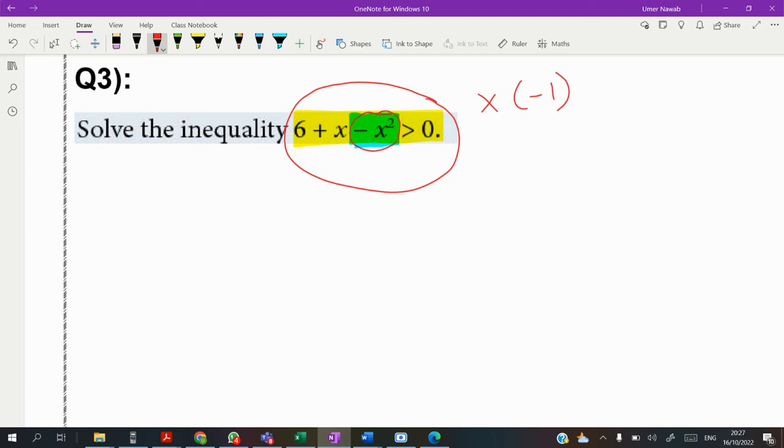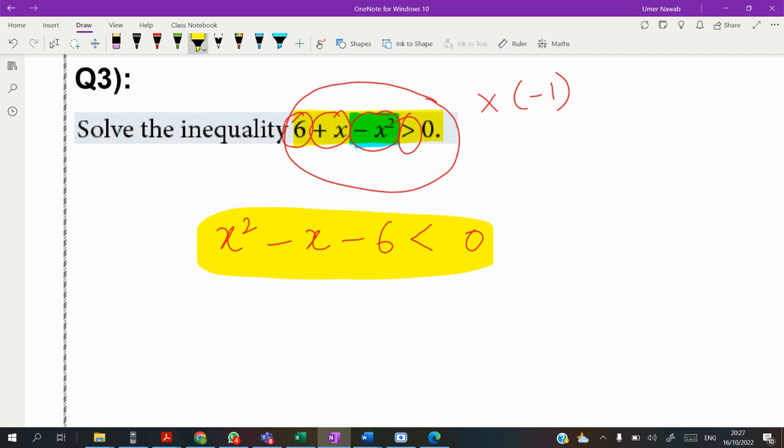So now you can check that this is -x squared, it becomes plus x squared. This is plus x, it changes to -x. This is plus 6, it changes to -6. This greater than sign changes to less than, and 0 has no sign. So imagine I multiplied the whole inequality by -1, and now it gives a beautiful look like this inequality.